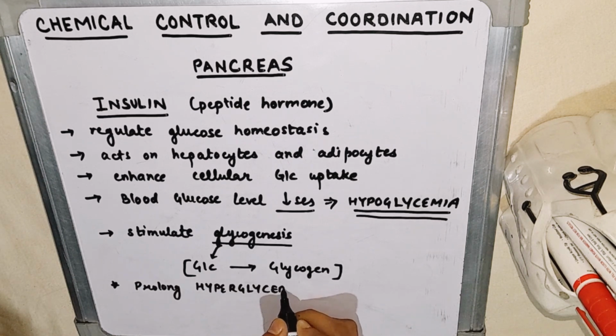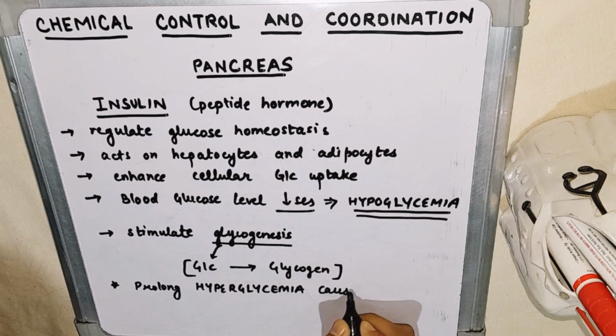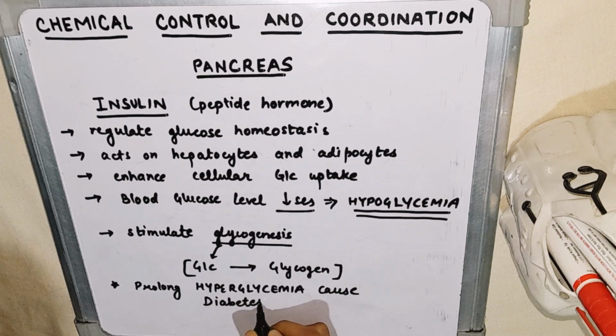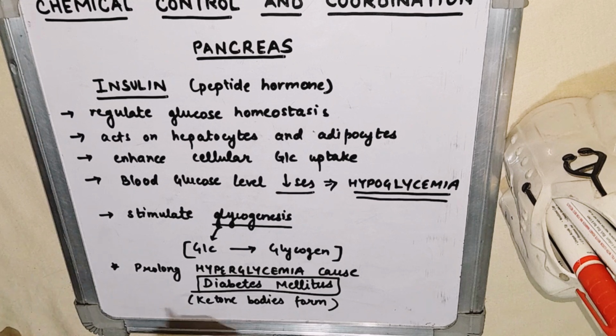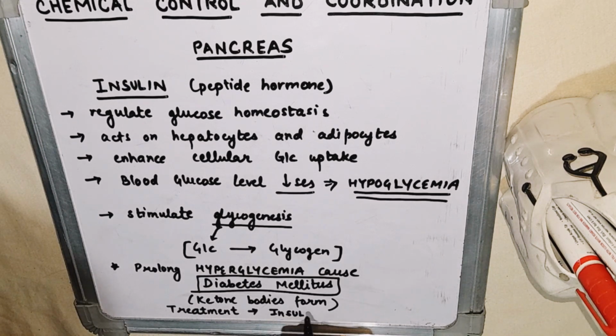Now prolonged hyperglycemia will lead to a disease known as diabetes mellitus. This diabetes mellitus is due to formation of ketone bodies. The treatment of diabetes mellitus is mainly insulin therapy.